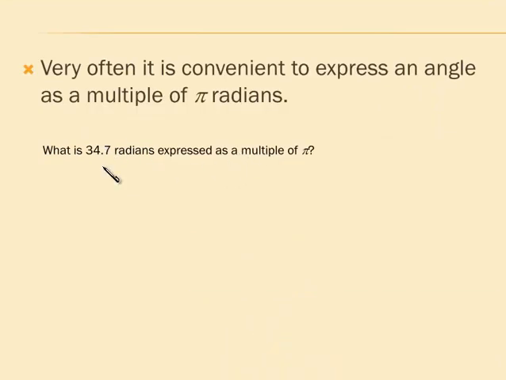Very often it is convenient to express your angle as a multiple of pi radians. So if we have 34.7 radians and we want to express this as a multiple of pi, that's simple. We simply multiply this by 1, but we do so cleverly. We say 34.7 radians is equal to 34.7 times, and notice this little trick. Later on we'll find a shortcut. So notice, as long as I multiply by 1, I know this has to be the same as this.